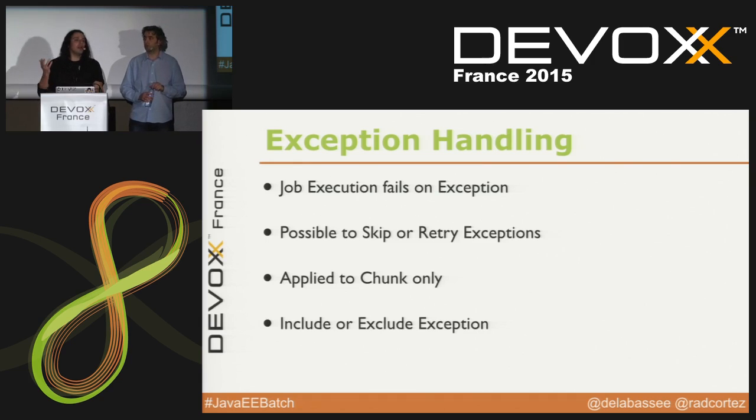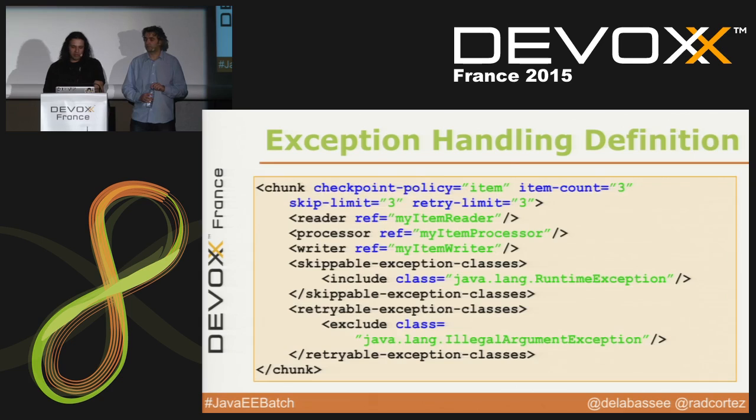But you can actually skip or retry those exceptions when you're reading the records or when you're processing those kind of records. It's only applied to chunk, of course, and you can include or exclude the exceptions you want to retry or skip. So let's have an example here. This is a little bit complicated. Don't worry about the reader, processor, and writer, which is the same as the chunk. It's just to have the full sample here.